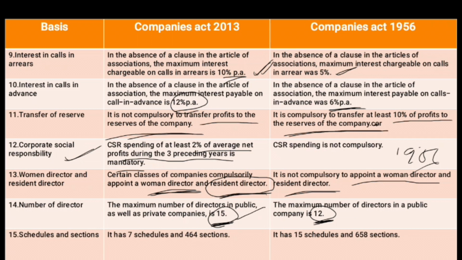Now our next point is on the basis of schedules and sections. Under the Companies Act 2013, there are 7 schedules and 464 sections, but according to the Companies Act 1956, there were 15 schedules and 658 sections. It means the schedules are now reduced to 7, which was earlier 15, and sections are also reduced. There were 658 sections under the Companies Act 1956, but now they have decreased to 464 sections under the Companies Act 2013.